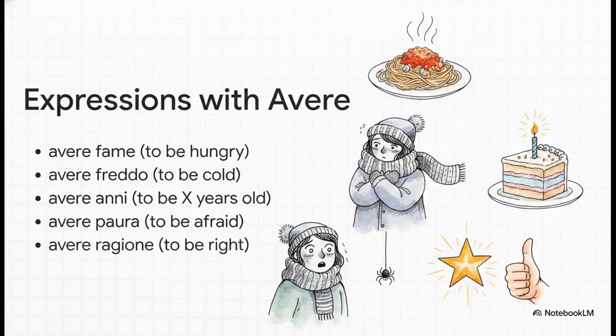And then there is avere, the verb for to have. This one requires a major mental shift for us. In English, we are things. We are hungry. We are cold. Italians, they don't be these things. They have them. They have hunger, avere fame. They have cold, avere freddo. They even have years to tell you their age. It completely transforms how we translate human states of being into Italian.